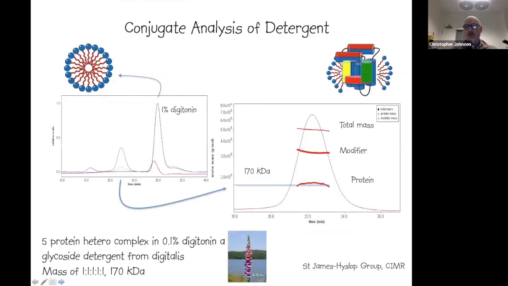Here's another example of the same approach, but this time using detergent, and we were looking at this particular 5-protein complex, which was being solubilized with a detergent called digitonin, and the expected mass of a 1-to-1 complex for this 5-component system was around 170 kilodaltons. And again, using the conjugate approach, we were able to determine the mass of the protein in the particles, the mass of the modifier, and then the total observed mass. And here you can see, obviously, there's a lot more detergent on the particle, so the contribution of that modifier is a lot higher than for the glycosylation example.